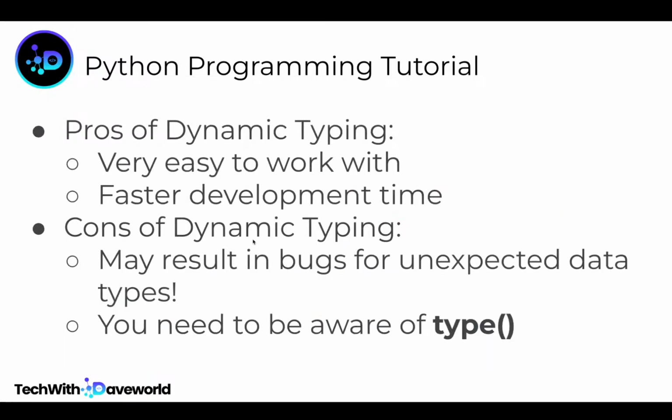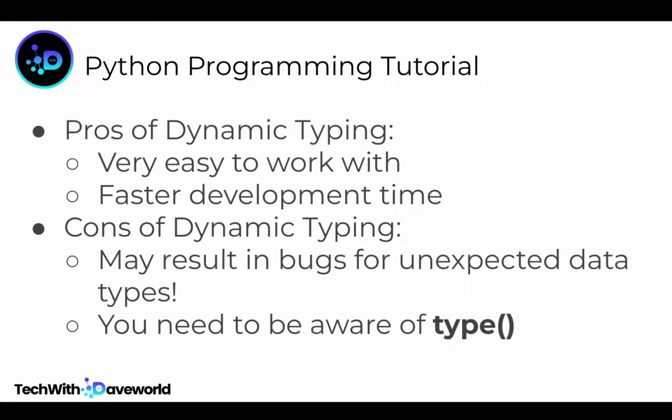So the pros of dynamic typing. First, it's very easy to work with, especially since instead of creating different variables, you can reassign variables over and over again. It also means faster development time; you can change variables from numbers to lists and so on. But the con is that it may result in bugs from unexpected data types.